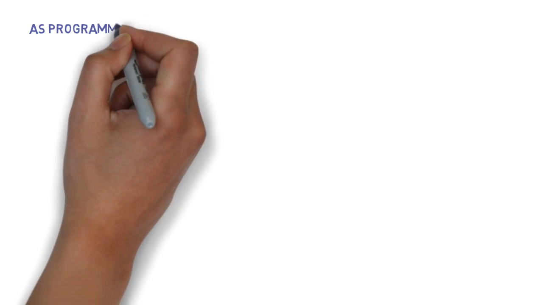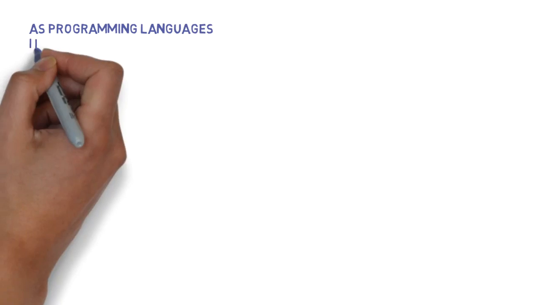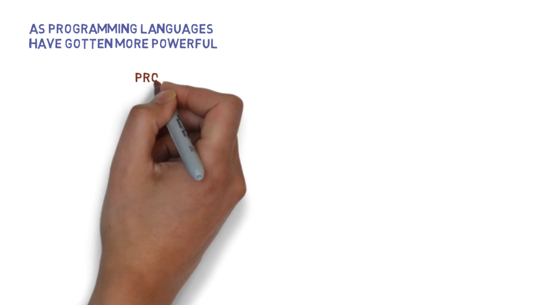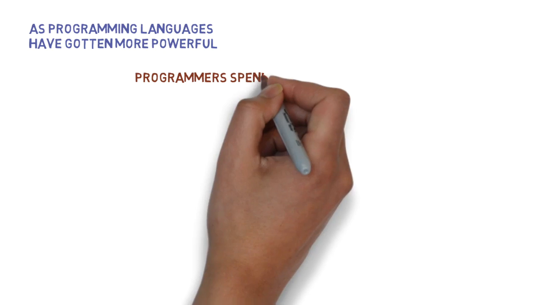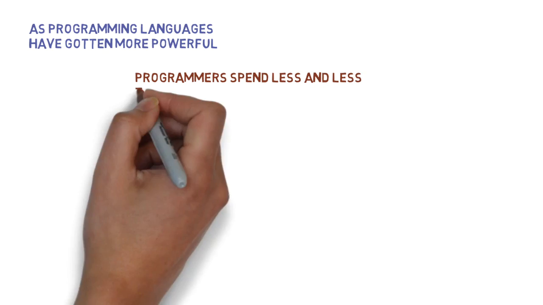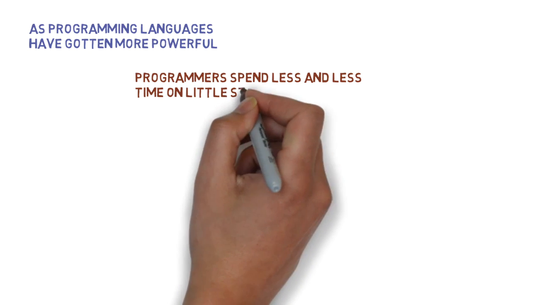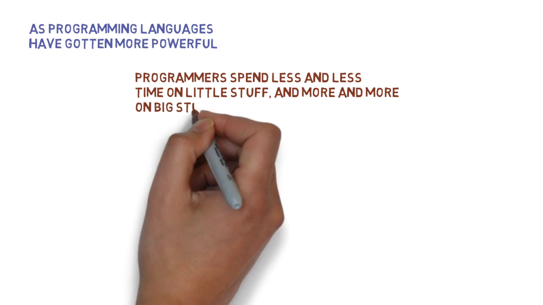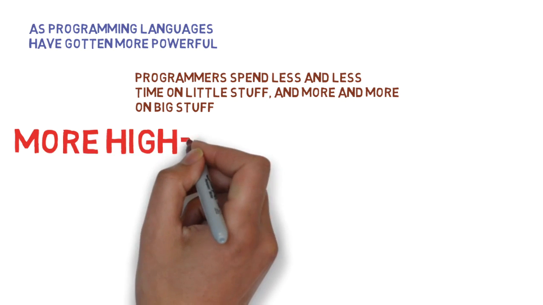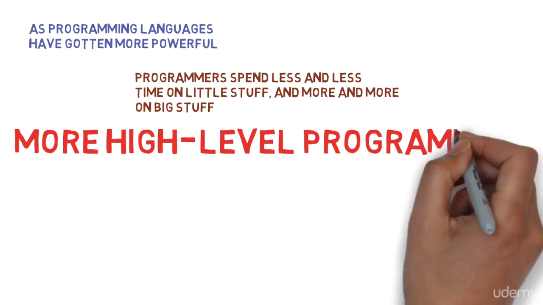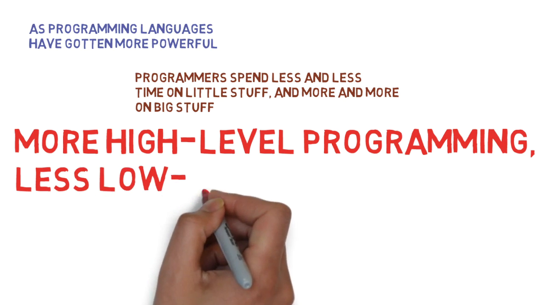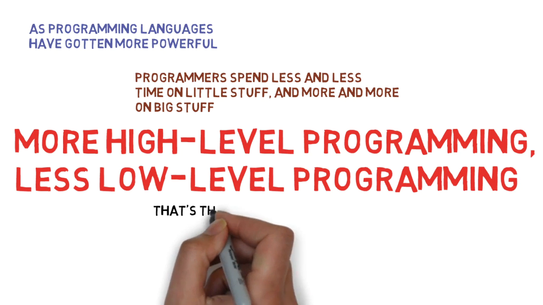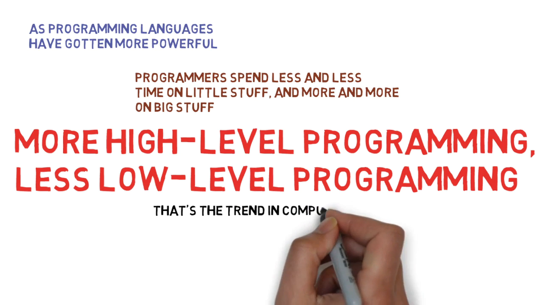Let's see where this template pattern is useful. As programming languages have gotten more and more powerful, programmers tend to spend less and less time on the little stuff, the nitty-gritty details of what they're supposed to do in each logical unit, and more time on the big stuff. The big stuff meaning pulling all these logical units together to achieve a really complicated and difficult objective. This means you don't worry about the little details and nitty-gritty. You assume libraries will take care of that for you, and you focus on high-level programming. More high-level programming, less low-level programming. That's the trend in computer science over the last few decades.